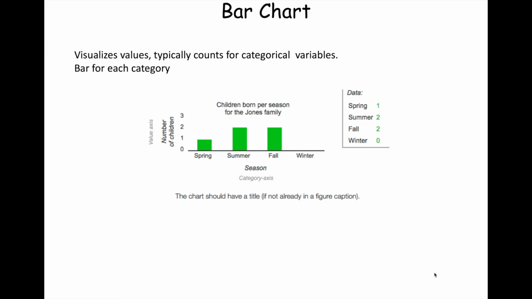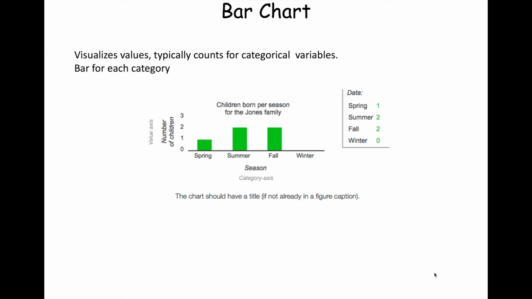Now, you can do this with a typical spreadsheet quite easily, but MATLAB also has APIs to do this as well. So in this particular case, you're looking at the number of children born in a particular season of the year for a single family. And so right away, you can tell because the summer and fall bars are much higher that more children in this family were born in summer and fall versus the spring and the winter.